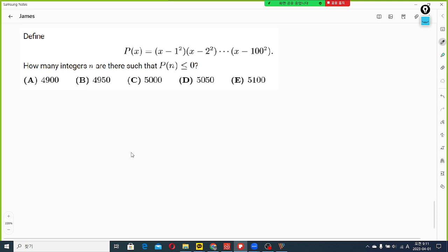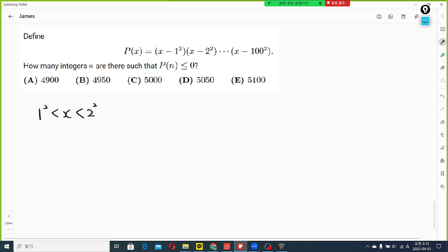Yep, so we want to find the x values which make the function less than or equal to 0. Let's say x is between 1 squared and 2 squared. In this case, the first parenthesis is positive, but the second through the last, the parentheses are all negative. So when you multiply these parentheses, is the sign positive or negative?